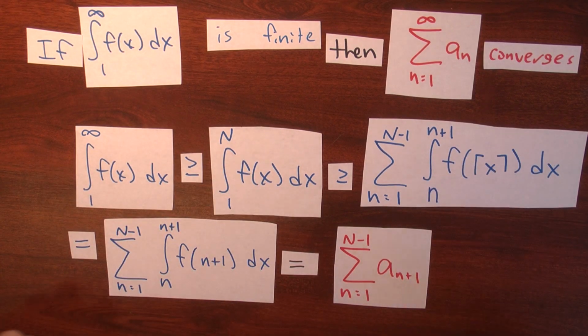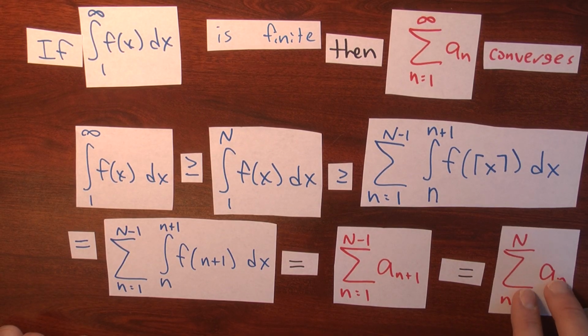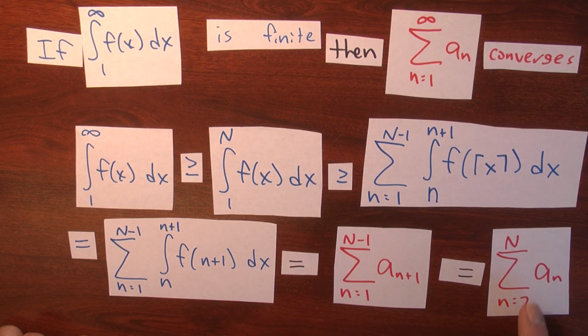Now I could reindex this. The first term that I'm adding here, the n equals 1 term, is a sub 2, the next term is a sub 3, and eventually I plug in little n equals big N minus 1, which gives me a sub big N here. So I could instead write that as just the sum little n equals 2 to big N of a sub n.